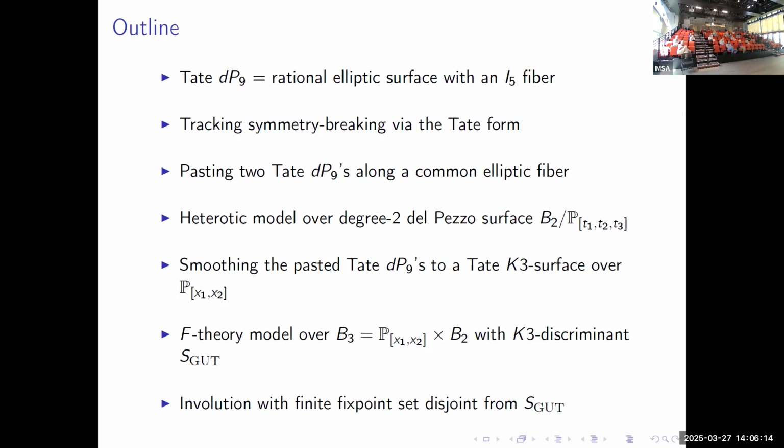disjoint from S_GUT. S_GUT, think K3 surface, well, think it is a K3 surface. Our elliptic fibration has a discriminant in the base, and that's S_GUT. And that's where all the action happens. That's where all the subatomic particles get together and whack into each other and create matter. You can tell I'm talking at the outer edges of my limit of physics by that sentence, but that's the idea.